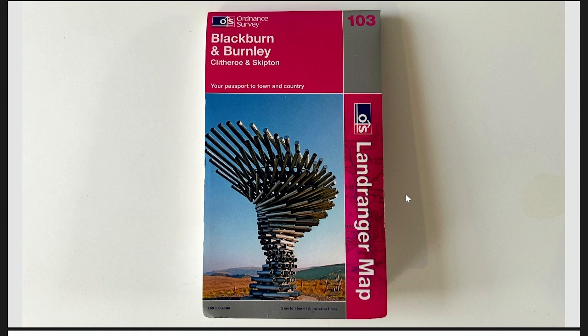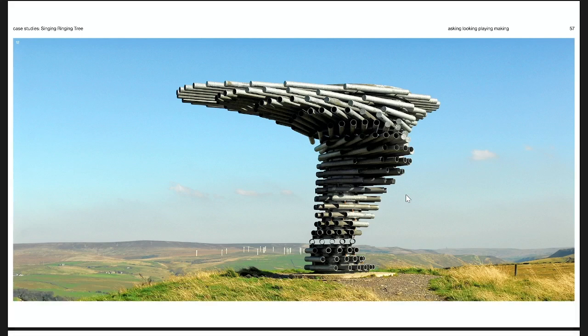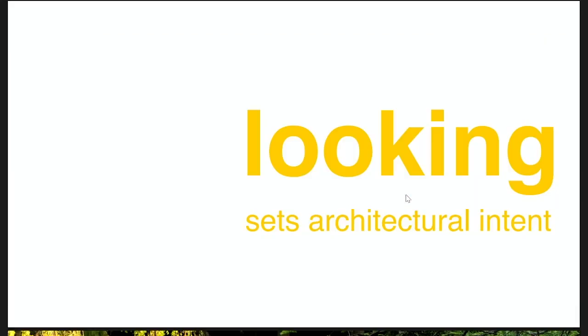And in the end, the project ended up on the map, and I think there is this kind of desire for every project to become its own identity. And so this process really helped us find that. We said our job was to put Burnley on the map, and then it ended up on the map. So the second stage is looking.